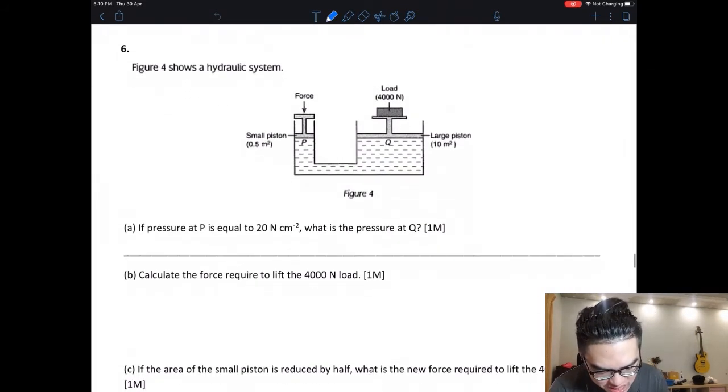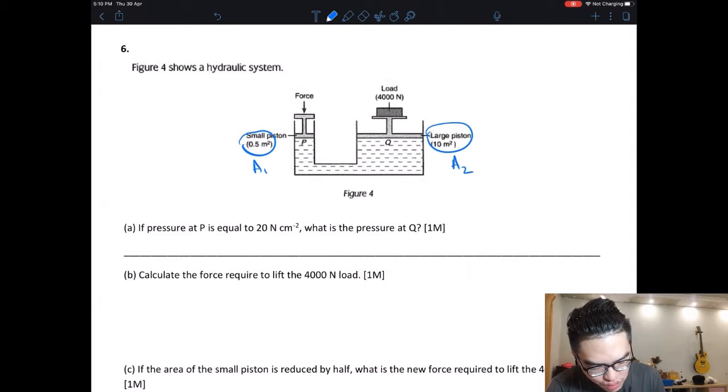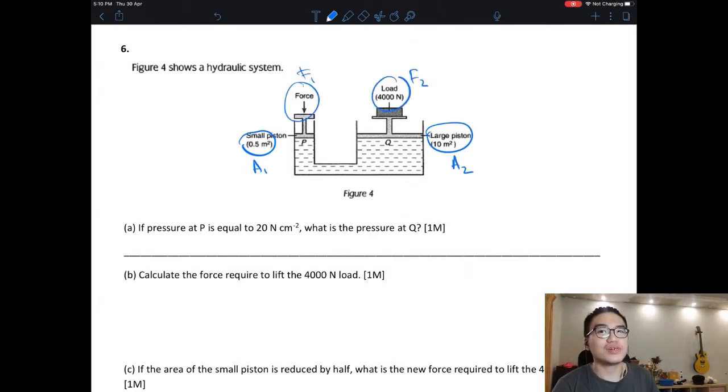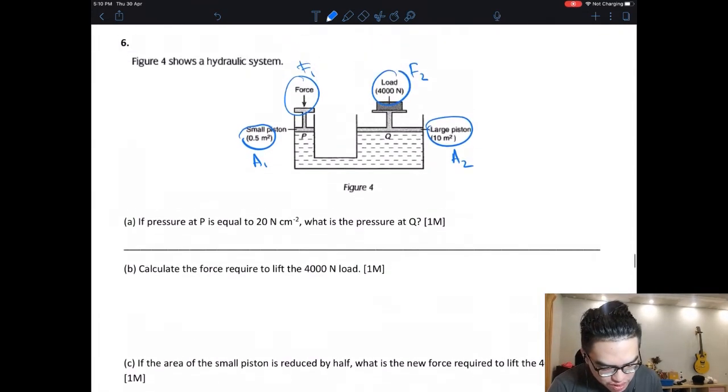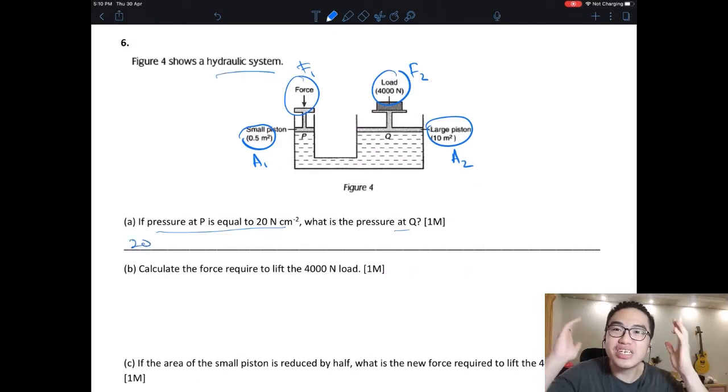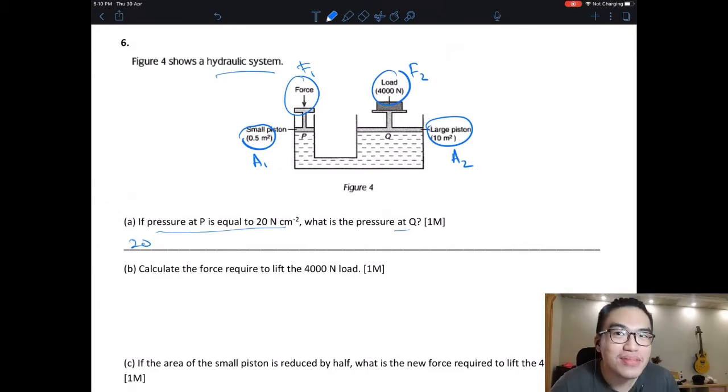Can you see this is 0.5, this is A1. This is large, this is A2. No F1 given, this is F2. Make sure you label your numbers first. That's what I like to do. If pressure at point P is 20, oh, they already give you the pressure. So what's the pressure at Q? You don't even need to calculate this, 20 lah. Because like I said, throughout the hydraulic system, pressure is the same throughout the whole system.